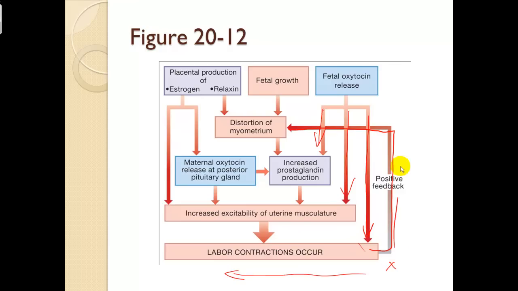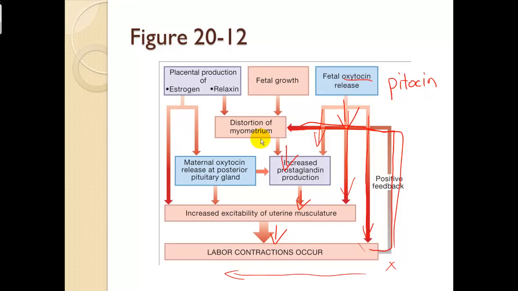Labor contractions in the positive feedback system will trigger this distortion of the myometrium, which now starts to expel things, increase prostaglandin production. So we're going to be in this loop once it starts from the release of oxytocin. One of the things that we see if a person is having a hard time with the contractions is we will give them an artificial version of Pitocin, or synthetic version of oxytocin.